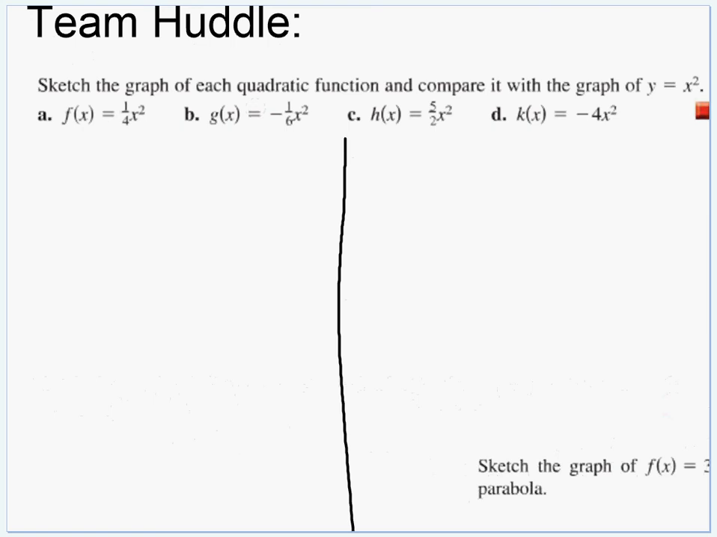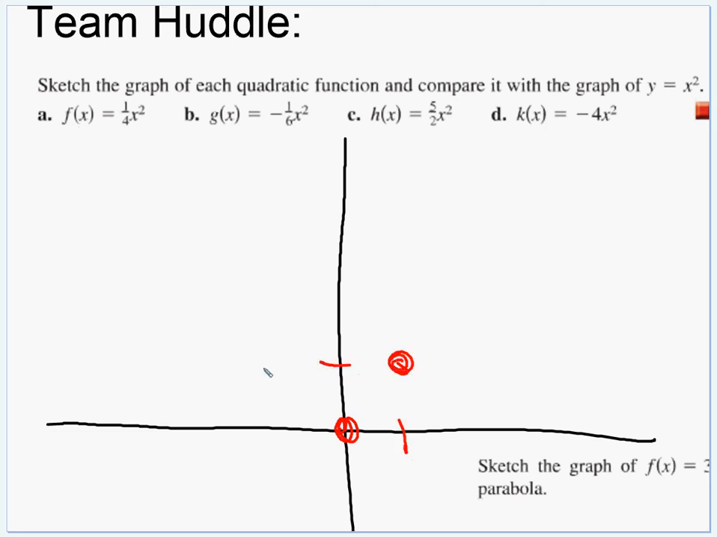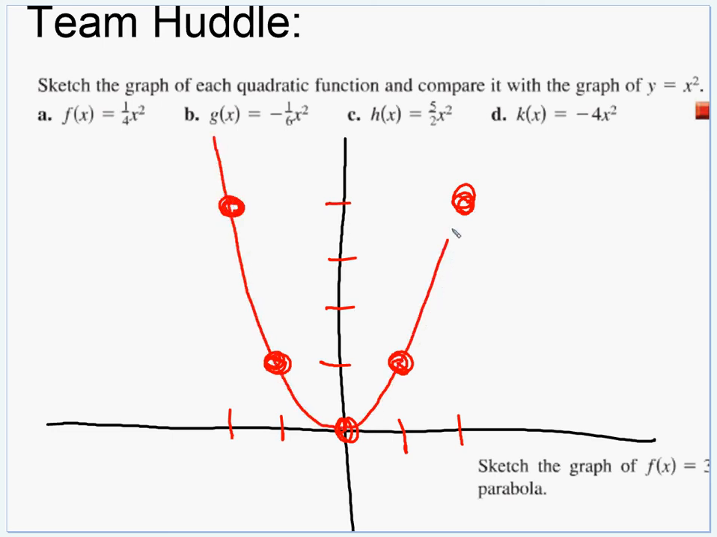For the first one, I'm going to use red for my graph of the basic. So here it would be 1, 1. Here would be negative 1, 1. And then 2 would take us up to 4. So we would be up here. Negative 2 also up at 4. So the red graph is sort of our baseline. We're going to compare all these other graphs to this one.